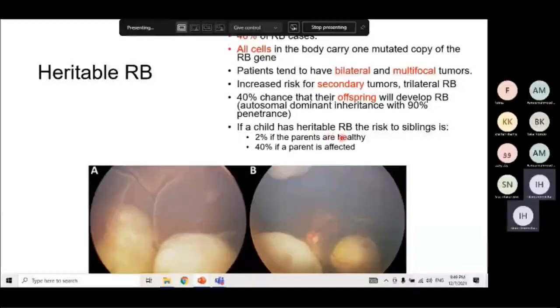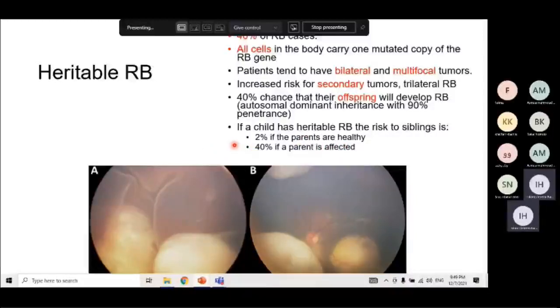But if the parents are healthy, this means that the patient did not inherit the gene from the parents, and he had a mutation of one of the germline cells, which was acquired rather than inherited, and thus the risk of having retinoblastoma in another sibling is low because it's not inherited from the parents.